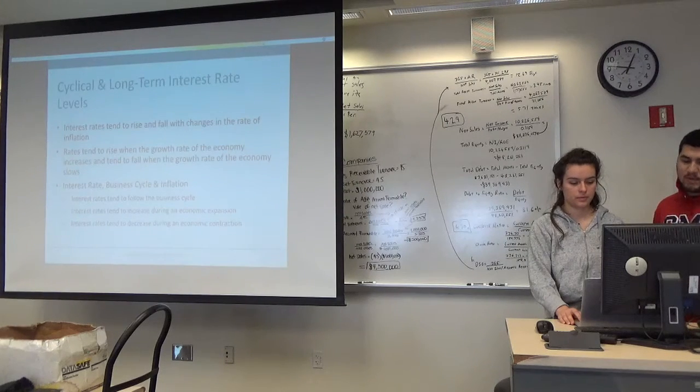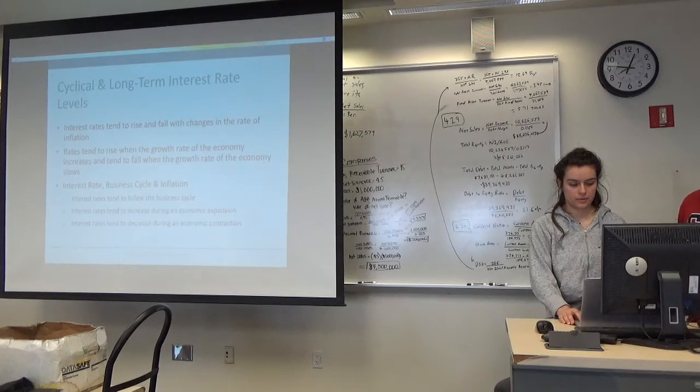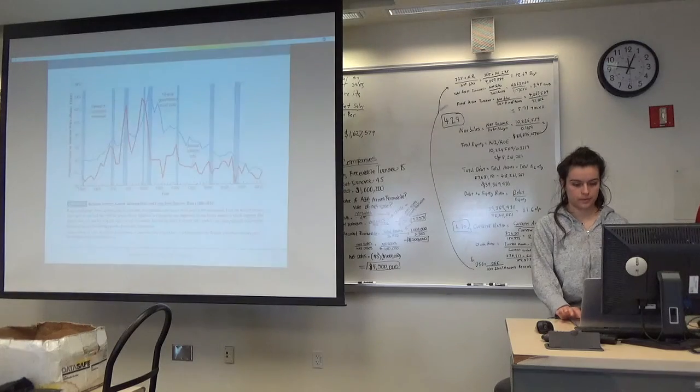Interest rates tend to rise and fall with changes in the rate of inflation. Rates tend to rise when the growth rate of the economy increases and tend to fall when the growth rate of the economy slows. Interest rates, business cycle, and inflation. Interest rates tend to follow the business cycle. Interest rates tend to increase during an economic expansion. Interest rates tend to decrease during economic contractions.